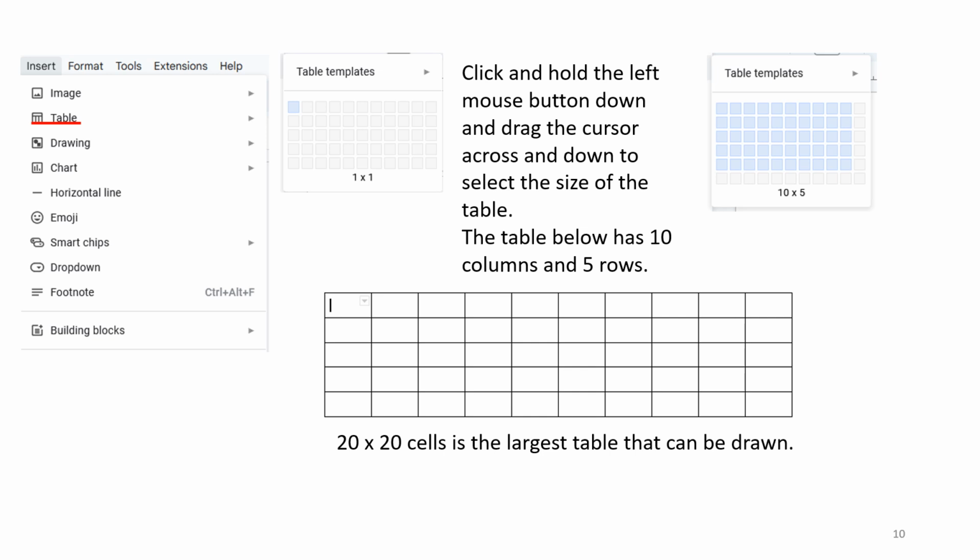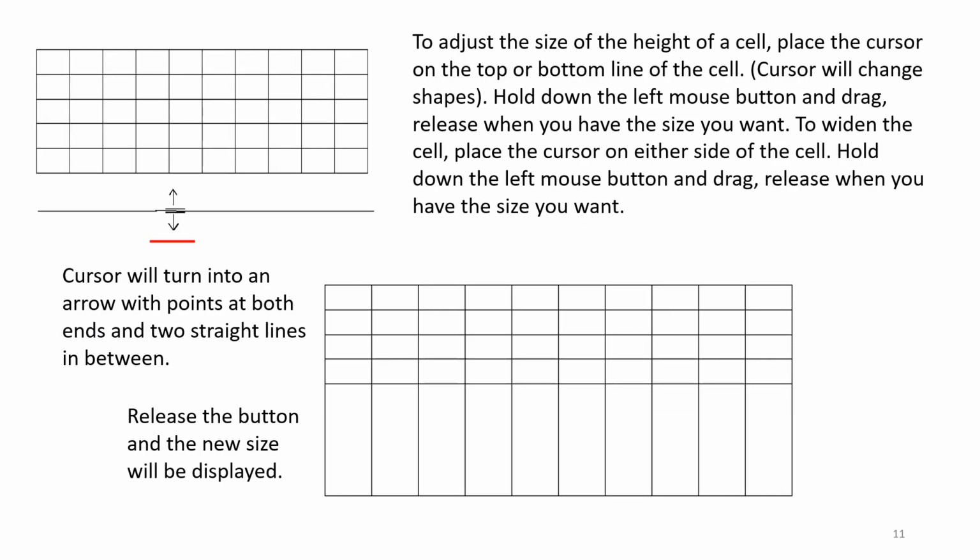Click and hold the left mouse button down and drag the cursor across and down to select the size of the table. The table below has 10 columns and 5 rows. To adjust the height of a cell, place the cursor on the top or bottom line of the cell. The cursor will change shape. Hold down the left mouse button and drag. Release when you have the size you want.